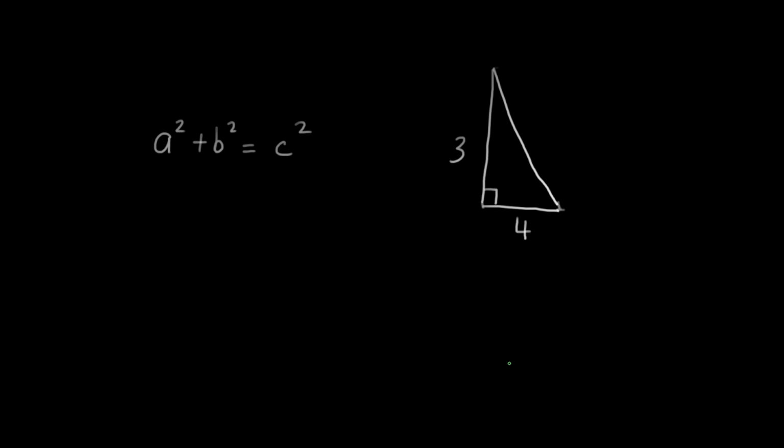Today we're going to use the Pythagorean theorem to solve unknown side lengths on a given triangle. First question here, we need to solve for x.